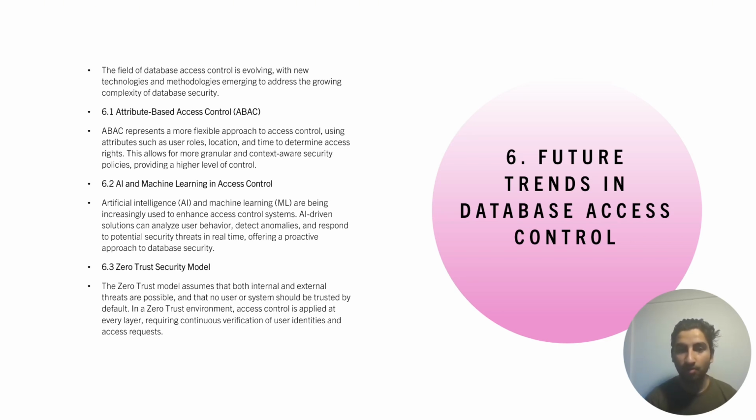At number 1, we have attribute-based access control, known as ABAC. ABAC is an advanced access control model that grants access based on attributes of the user, environment, or data. Unlike RBAC discussed earlier, which assigns permissions based on roles, ABAC allows for more granular control by evaluating conditions such as user identity, location, and time.